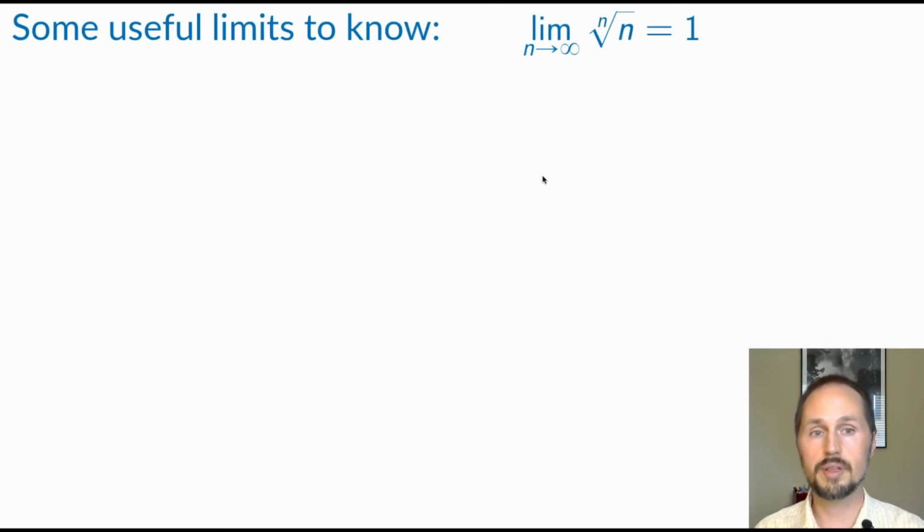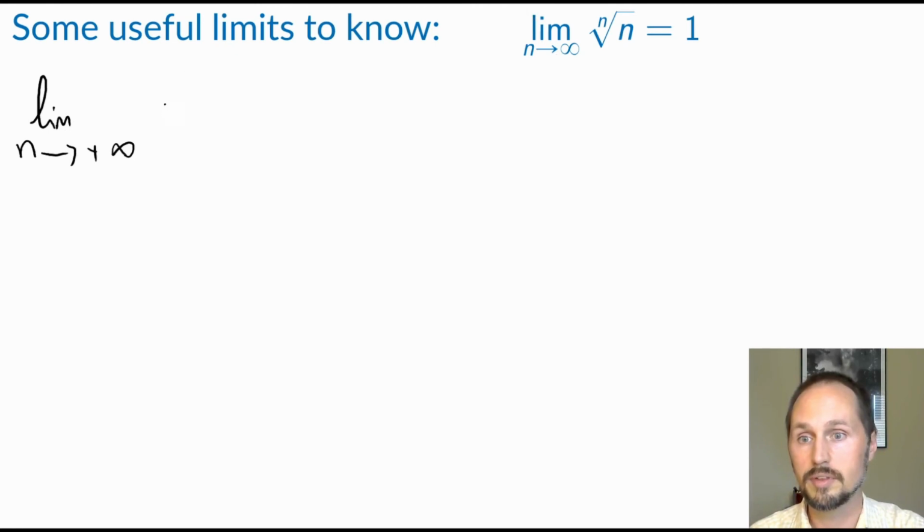So the first limit that's really useful to know is that the limit of the nth root of n, if you take the limit as n goes to infinity, you get 1. So let's figure that out or demonstrate it, though knowing this is all you really need. Right? So this is going to be the limit as n goes to infinity of n to the 1 over nth power. And here we're going to use a very useful fact.